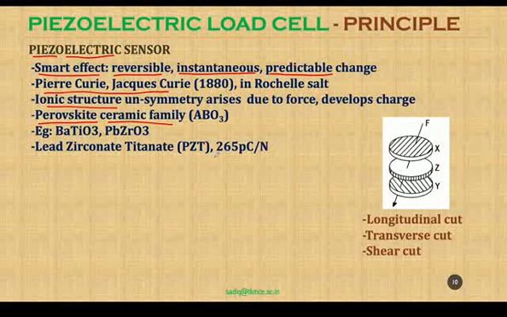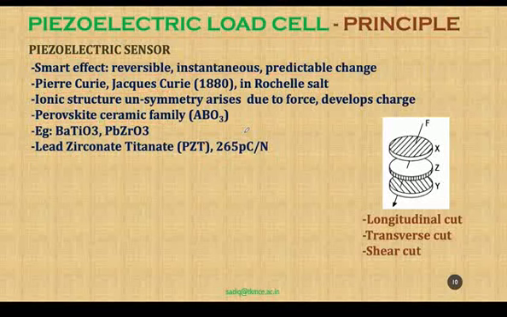This will typically develop around 265 picocoulombs per Newton. This is called the charge sensitivity of the piezoelectric material. That is, it will develop around 265 picocoulombs, pico meaning 10 raised to minus 12 coulombs, per applied Newton. That is a very low charge, so these kinds of sensors will require charge amplifiers, and thereby these sensors and the system are a bit costly.